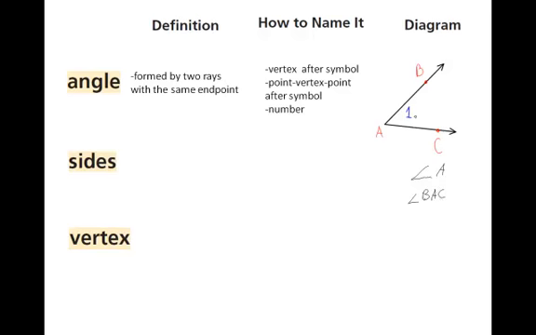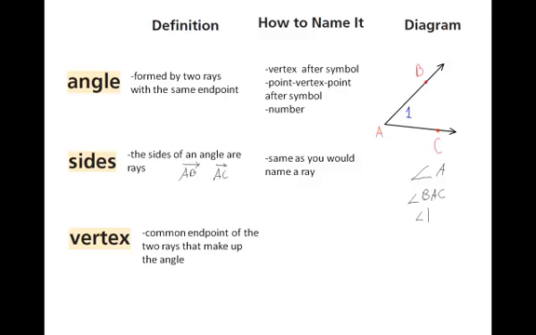Or in this case, since there's that little 1 in the corner, we call this angle 1. So sometimes I'll put a number in the corner. The sides of an angle are just those rays. So ray AB would be a side of that angle, and ray AC would be another side of that angle. We name them the same as we would name any other ray: always put the vertex first, and then any other point along that ray, with the arrow always pointing to the right, regardless of what direction that ray physically points in a diagram.